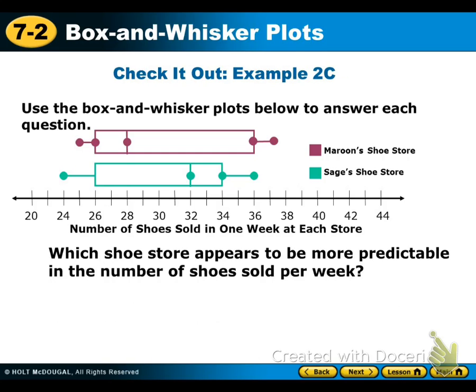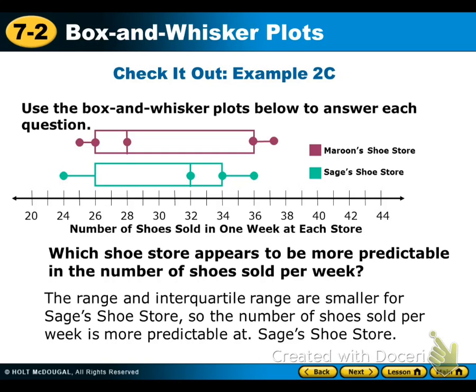Which shoe store appears to be more predictable in the number of shoes sold per week? Now remember, pause your video to be able to work the problems out yourself, because I work straight through. So, which shoe store appears to be more predictable in the number of shoes sold per week? Well, to be predictable, you need to have a smaller range. So which one has the smaller range? So the range and interquartile range are smaller for Sage's shoe store. So the number of shoes sold per week is more predictable there because the box is smaller and the range is smaller.